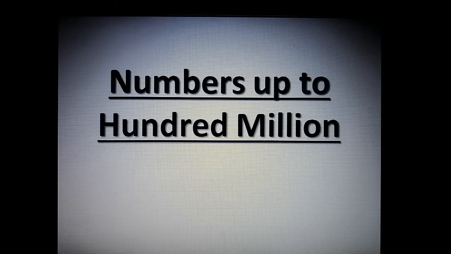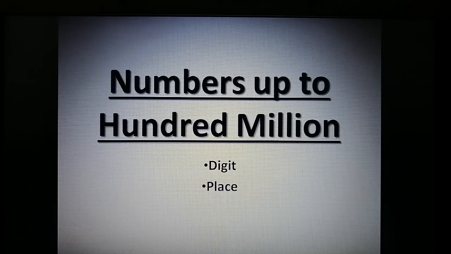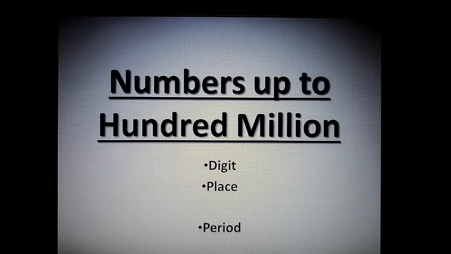Unit number 1, Numbers and Arithmetic Operations. In this chapter, topic number 1 is numbers up to 100 million. First of all, I'm going to introduce what is a digit, then what is a place, and then what is a period. So let's start.